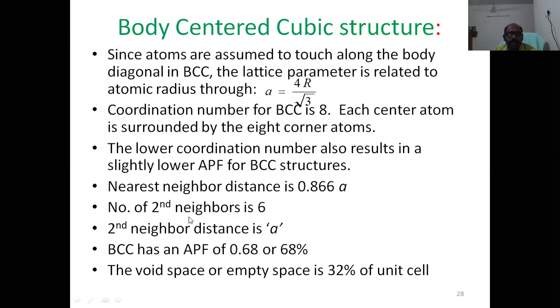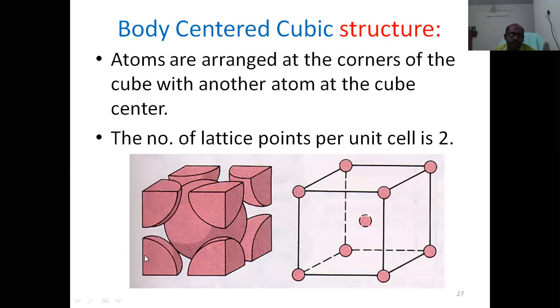The number of second neighbors: the second nearest neighbor is at A distance. That is 6. As I said before, we have taken this as reference. It is the first nearest neighbor. The second nearest neighbor is this, along the side, this one and this one. Similarly, along the x, y, z positive and negative axes, we get 6.